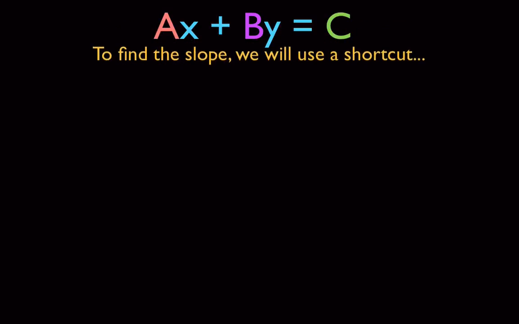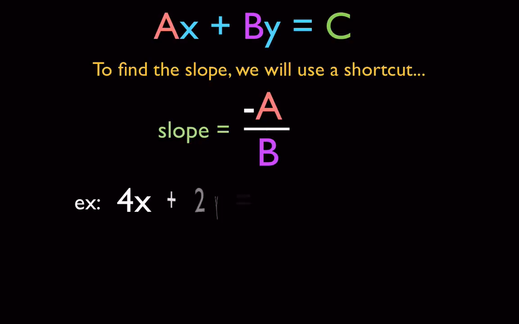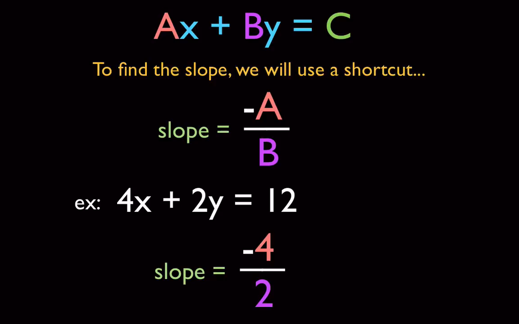Okay, so first off, to find the slope, we're going to use a shortcut. The shortcut is opposite of a over b. Very quick shortcut. So to practice it, let's look at an example. First thing, identify your a and your b. In this case, my a is 4. So therefore, opposite of a would be negative 4.